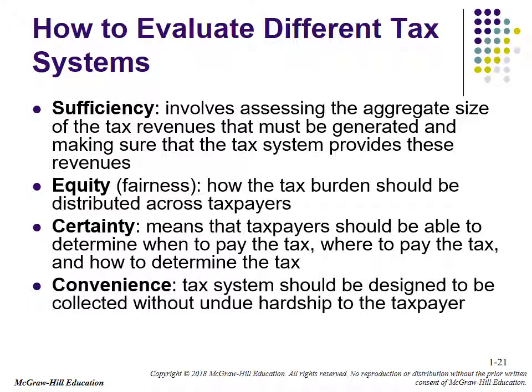Convenience. A tax system should be designed to be collected without hardship to the taxpayer. I'll give you an example of that. Sometimes we're promised income in the future. We might have a contract with someone. We sold them something. We gave them our property and we said, well, pay us equally over the next 3 years.